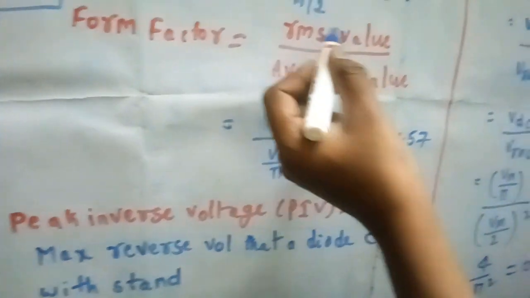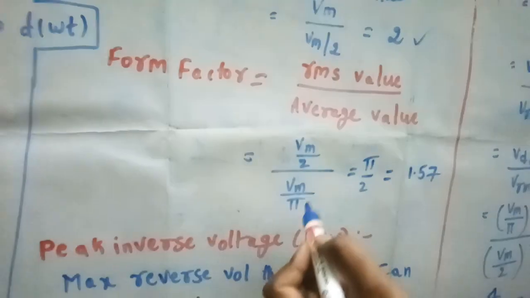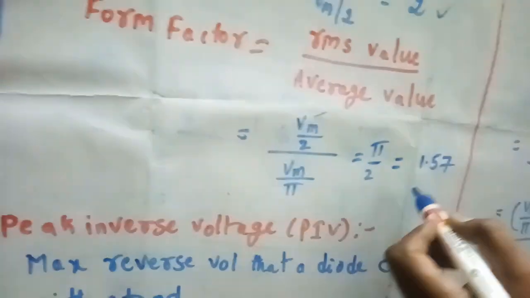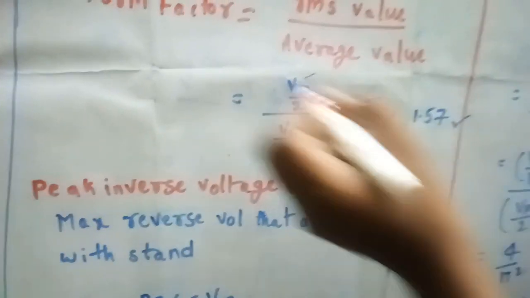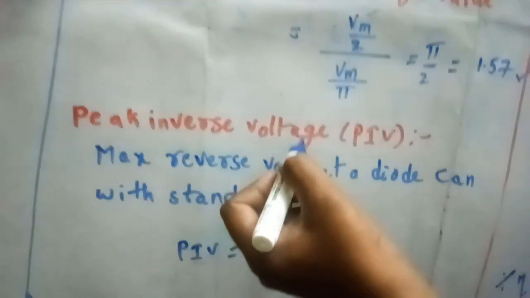Vm by pi. If you know the RMS value and average value, all parameters are very easy. So here Vm gets cancelled. Then pi by 2. Pi by 2 value is 1.57. So the form factor is 1.57. The next one, peak inverse voltage.